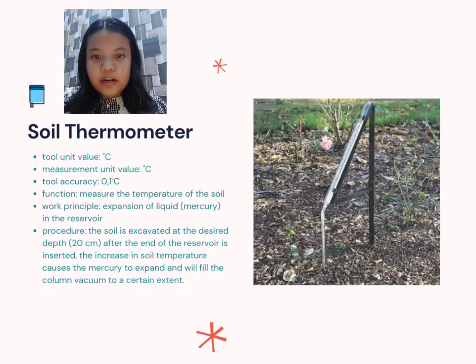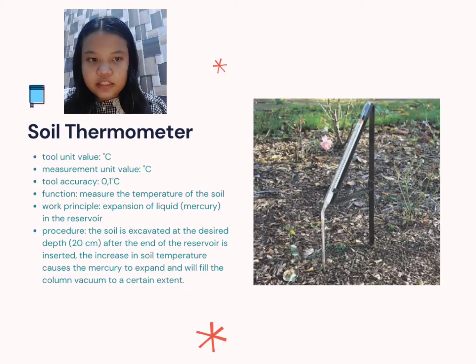Number 2 of temperature tools is the soil thermometer. Tool unit value is degrees Celsius. Measurement unit value is degrees Celsius. Tool accuracy is 0.1 degrees Celsius. The function is to measure the temperature of the soil. Work principle is expansion of liquid in the reservoir.